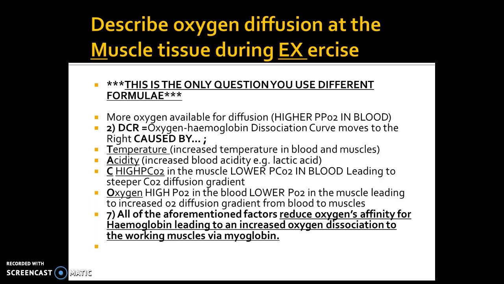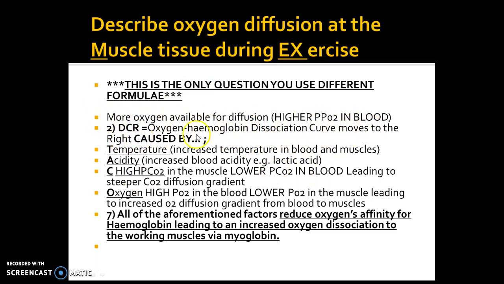And myoglobin is what carries and diffuses the actual gas of oxygen into the muscle cells and allows us to perform. So ultimately, I've talked quite a bit about this. What you need to have down for tomorrow for the lesson is to say, right, there's certain things we're focused on here. First thing, more O2 available for diffusion, high PPO2 in the blood.